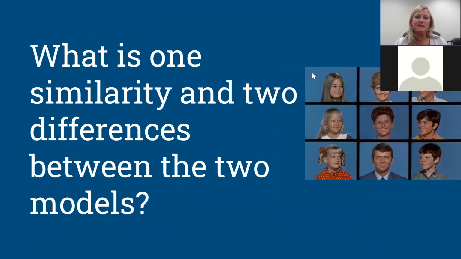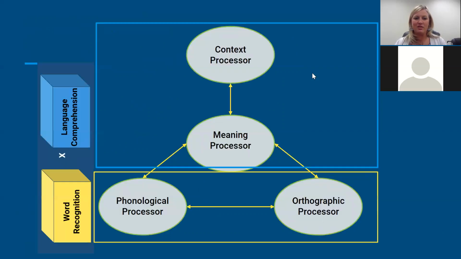So what is one similarity and two differences between the two models? For lack of time, instead of opening it up to those of you on the call, I'll just share with you. If we overlap these two models on top of each other, we can see that the word recognition from the simple view of reading overlaps with this four-part processor on the bottom, and our language comprehension overlaps with the four-part processor really with the top of the model. So we can see the similarities and the differences there.